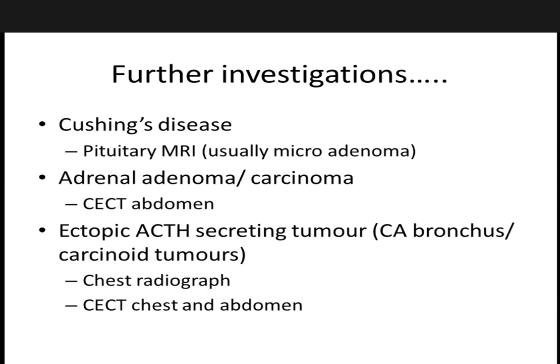If we are suspecting adrenal adenoma or carcinoma, then we can go for a CECT abdomen, right? And if you are suspecting an ectopic ACTH secreting tumor, like CA bronchus or carcinoid tumors, then we arrange a chest radiograph and CECT chest and abdomen. And nowadays people use MRIs of the chest and abdomen as well.